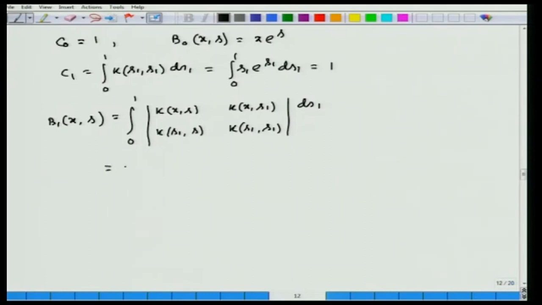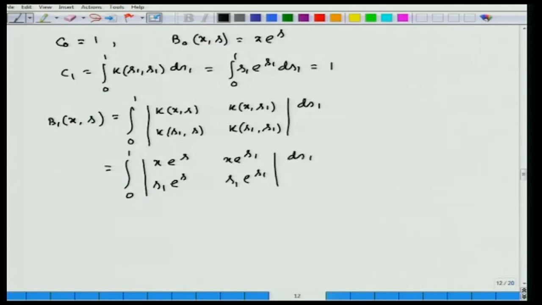And if we substitute the expressions, this will be the integral from 0 to 1 of the determinant x e^s, x e^{s_1}, then s_1 e^s, and s_1 e^{s_1}, ds_1.